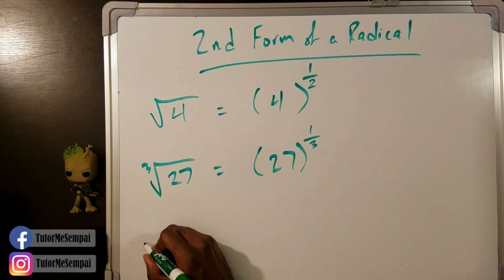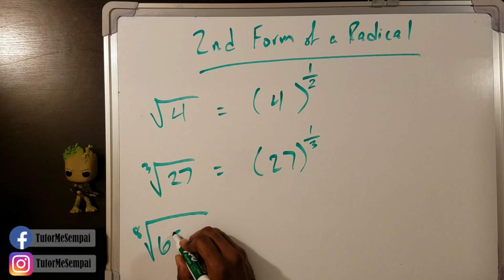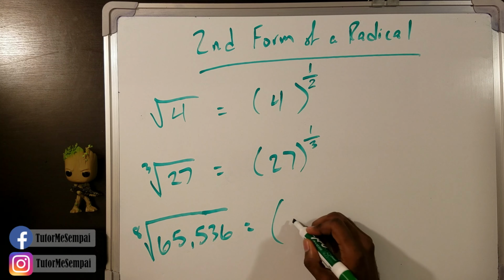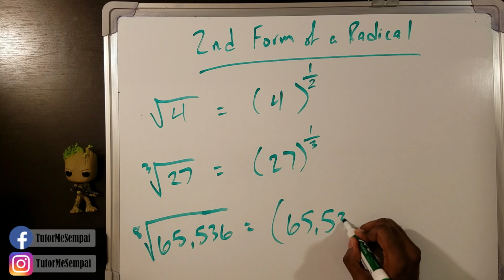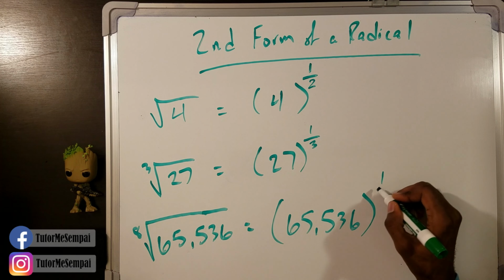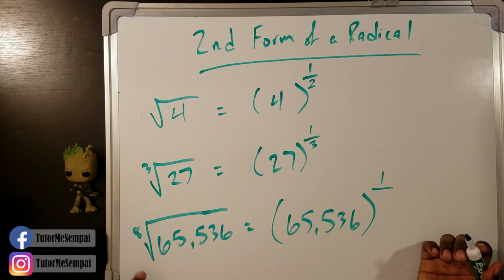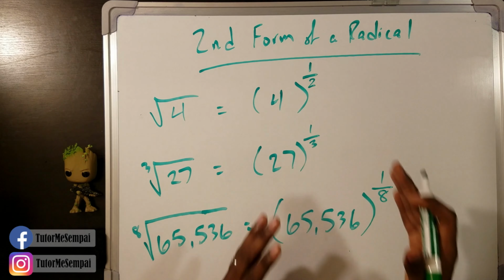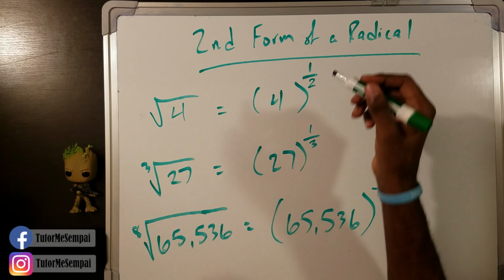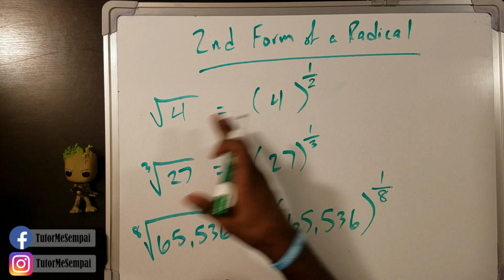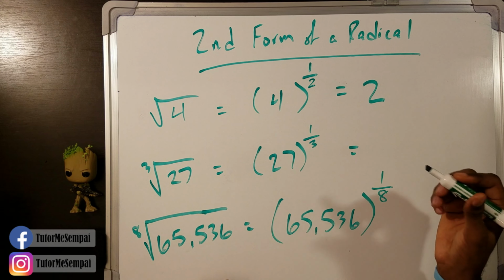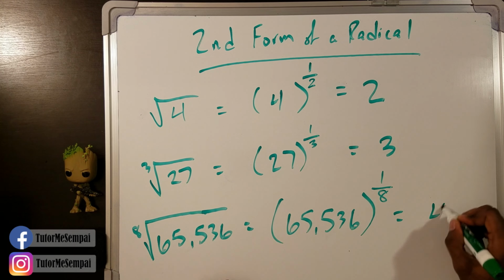Let's use our big example. Let's say we had the 8th root of 65,536. We can rewrite that as 65,536 inside your parentheses to the 1 over what is the index? The index is going to be 8. So 1/8. All your radicals can be written in exponent form by simply raising the radicand to 1 over the index. So if you see any one of these forms, it means the same exact thing. This is going to be 2 here, this is going to be 3 here, and this is going to be 4 here.